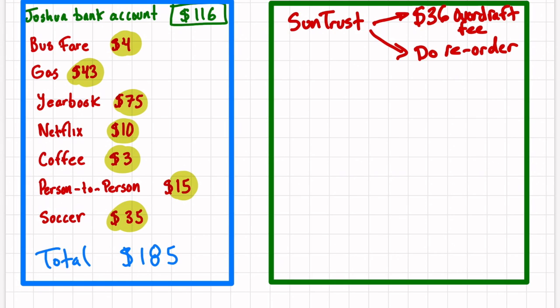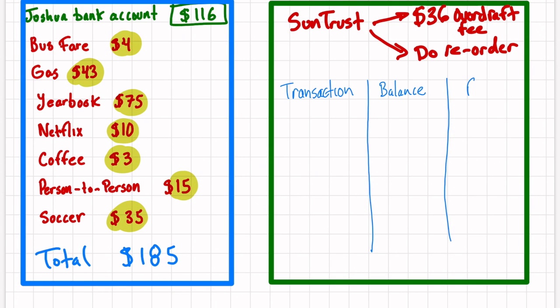Also, the third column doesn't have a check mark, which means that the bank likes to organize your transactions for a day from highest to lowest. So they'll first deduct the highest amount. So in this case for Joshua, they'll deduct the yearbook, which was $75, and then they'll deduct the other ones.